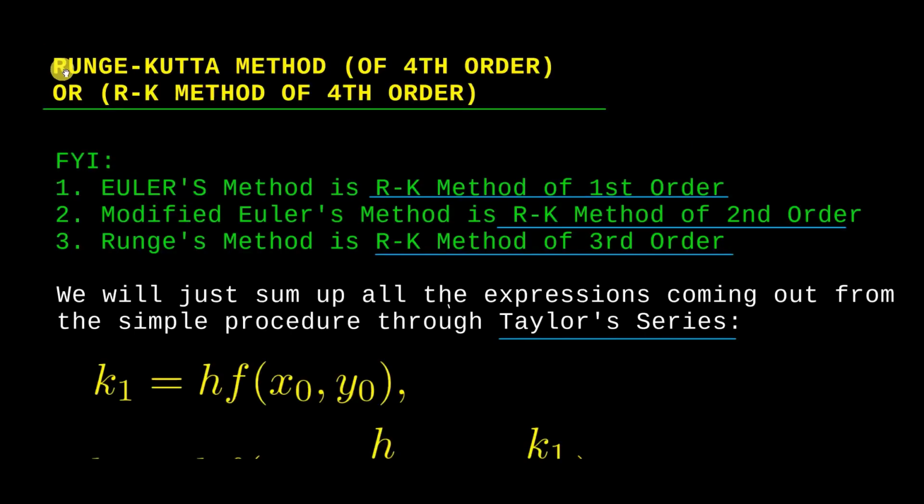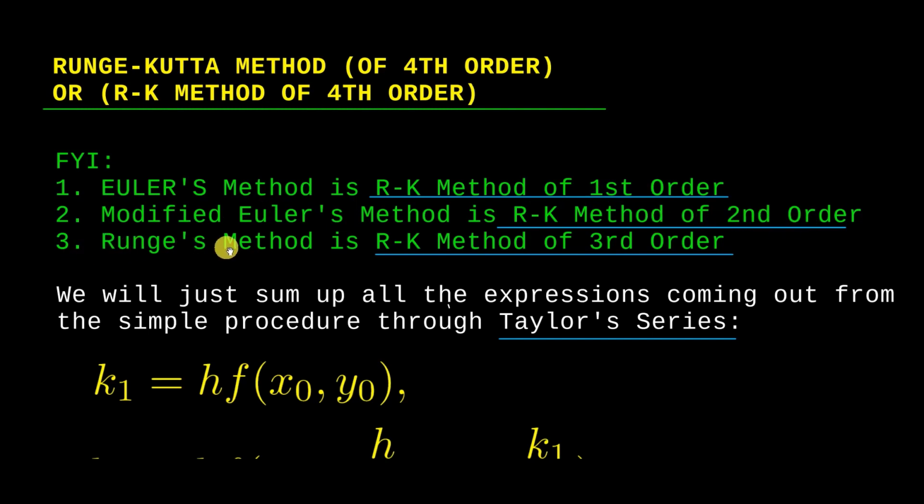In this lecture, we will start with Runge-Kutta method of fourth order. This method is also known as RK method of fourth order. For your information, we already have studied such kind of methods earlier. The first method was Euler's method, which was known as RK method of first order. Modified Euler's method, which is also known as RK method of second order.